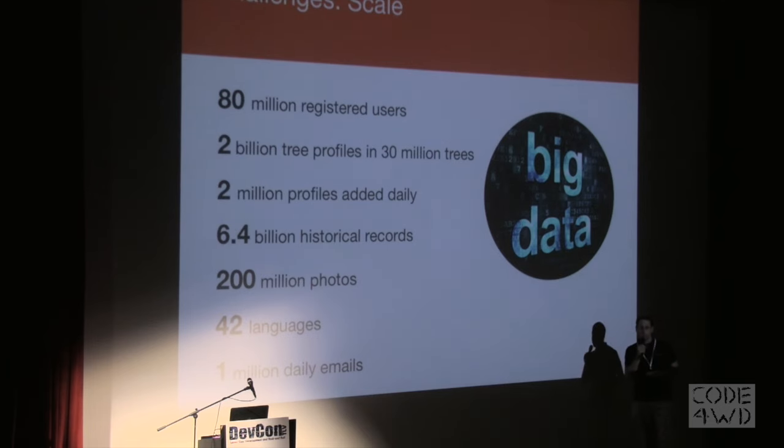MyHeritage has a lot of information about users. These are just basic numbers. We have 80 million users on the system. We're talking about 2 billion family tree individuals, people who might be dead or alive in various family trees. More than 2 million profiles are being added to family trees every day. In total, we have 6.4 billion historical records, and we're talking about census reports, newspaper archives, books, all kinds of stuff like that. We have photos. The entire operation is available in 42 different languages, which is very important for us because we are a global leader in that field. And we're sending out about 2 million daily emails.